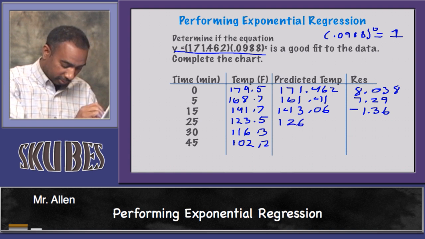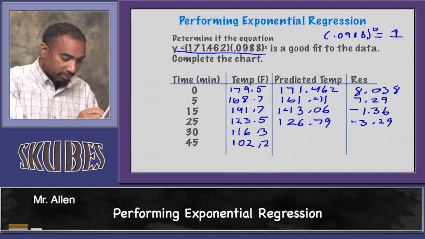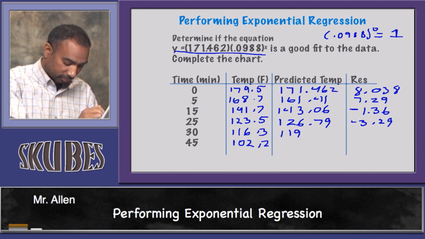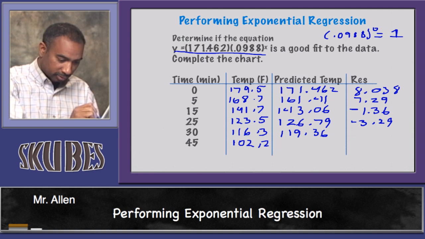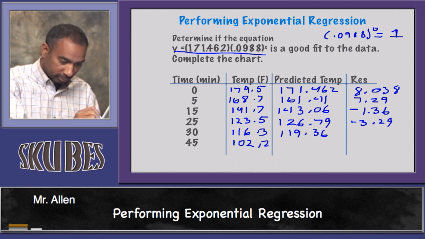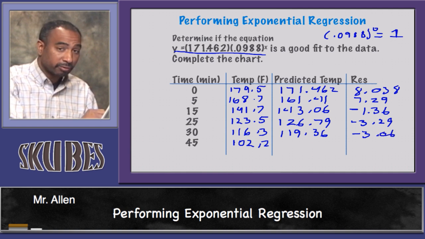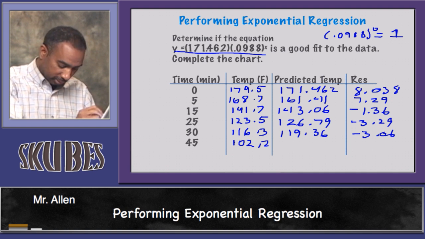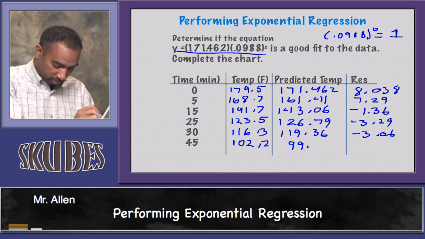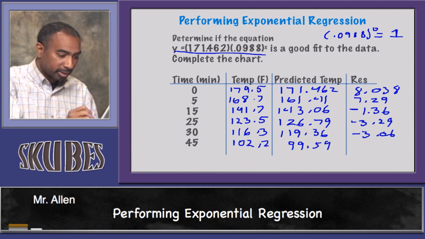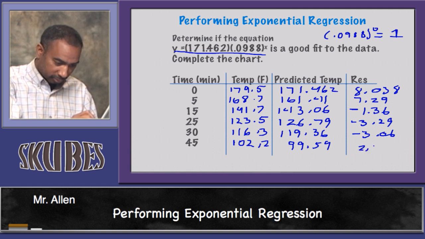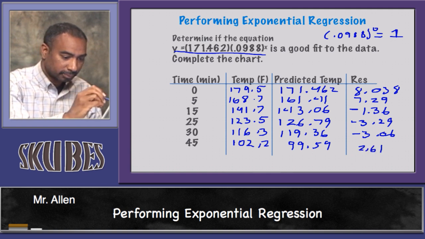All right, if you plug in 25 minutes, you're going to get this. And the difference is negative 3.29. After 30 minutes, if you plug it into the model here, you should get 119.36. And the difference between the actual temperature is negative 3.06. All right, you plug in 45 minutes, you're going to get 99.59. And you subtract that from the actual temperature, you should get 2.61.